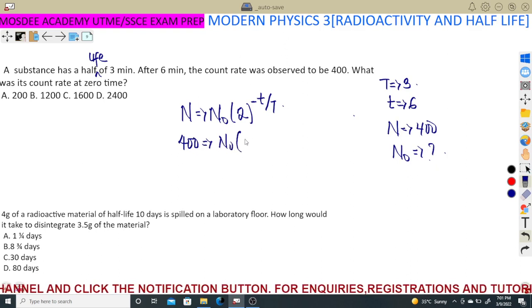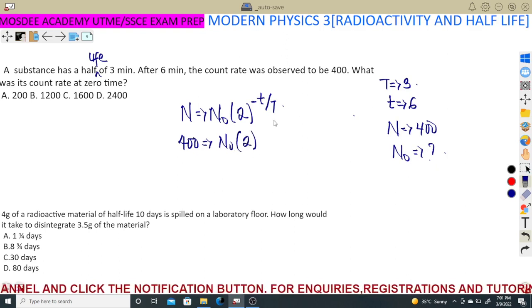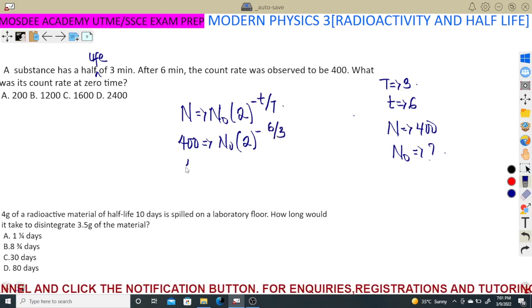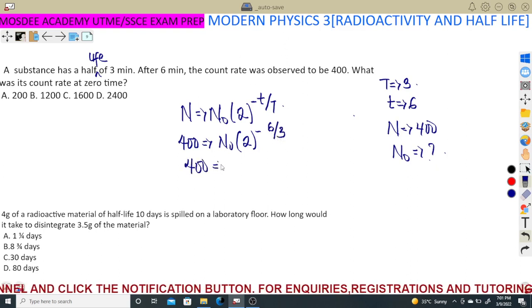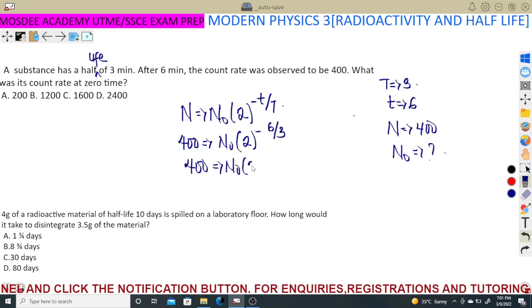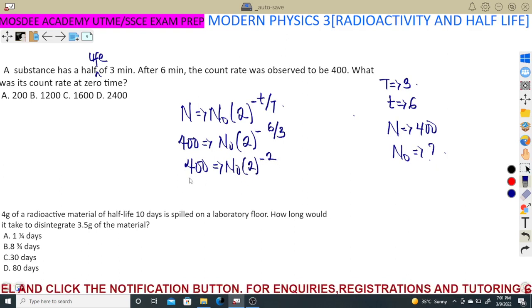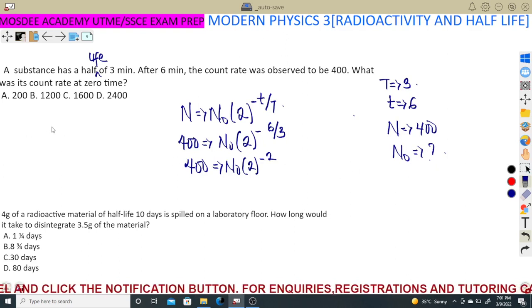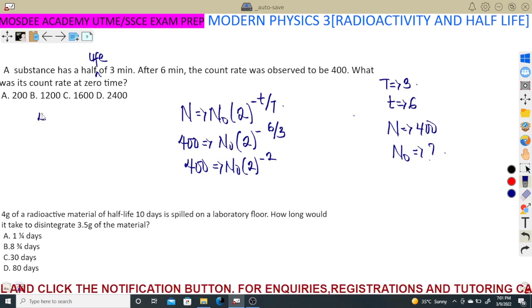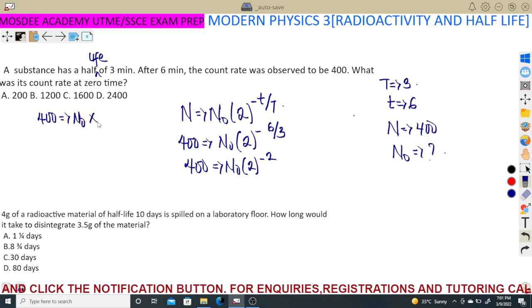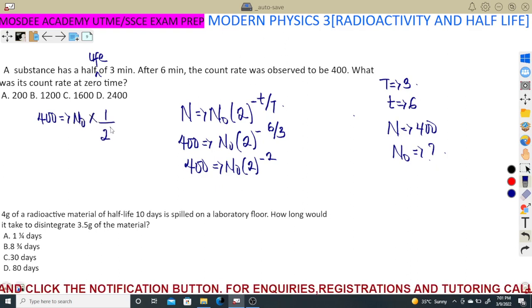You open a bracket, 2 raised to power negative t, negative 6 by 3. Everybody knows 6 divided by 3 is going to give you 2. That is 2 raised to power negative 2. 6 over 3 is 2. Let's do a little bit of math. I'll continue from this side. 400 is equal to N naught times 1 over 2 raised to power 2.